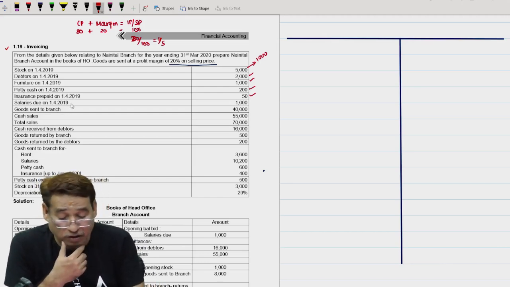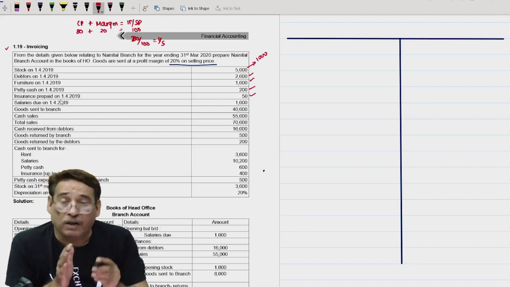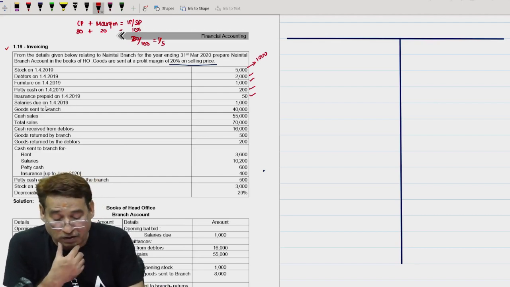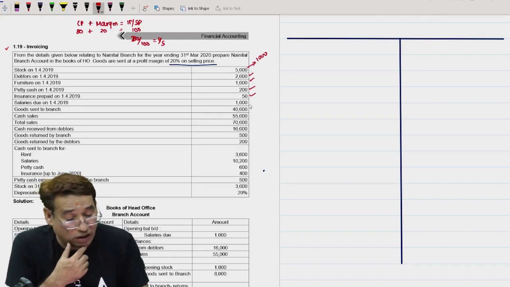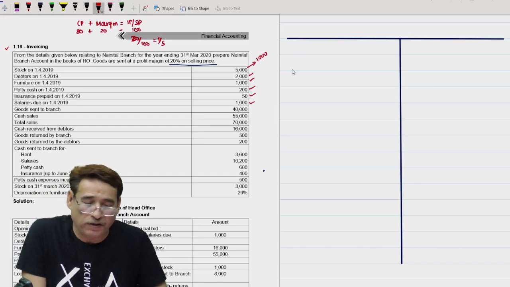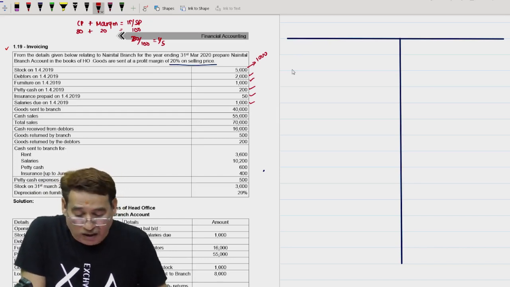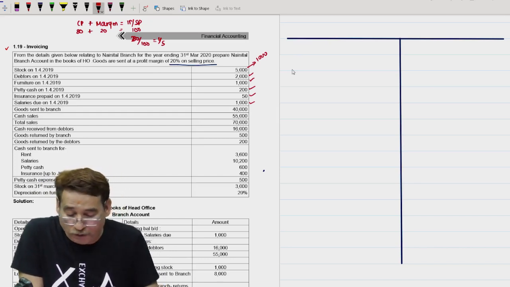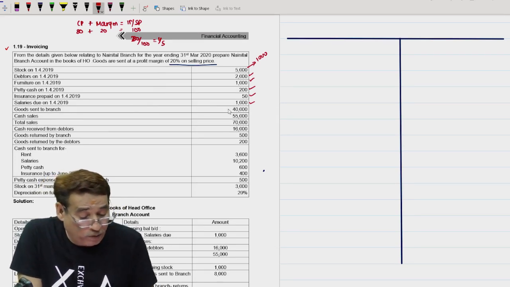Now this is the first question where we are finding that even a liability balance is there in the beginning, salary due, that is 1000. In case of assets, we write opening balances towards the debit side. So quite obviously, liability opening balances will be put towards the credit side. Then goods sent to branch is given. We will take the loading later on. Loading will be equal to 1/5, 8000.